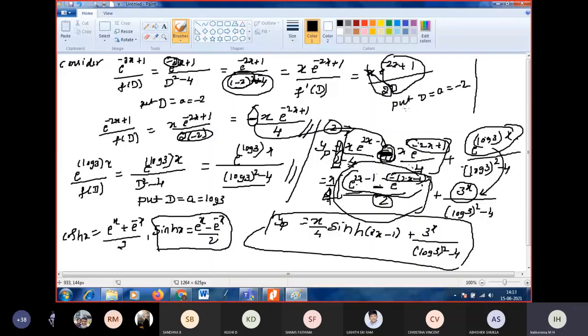Ma'am, 2x minus 1 is the value of a, no, ma'am? Why did you substitute in x place, ma'am? No, sin hx. X is completely inside. See, e power x, power of e. What is power of e? 2x minus 1 completely. You can take this as just theta also, no problem. E power theta minus e power minus theta. Okay? Okay, ma'am. Thank you, ma'am. Then further, any clarification required?